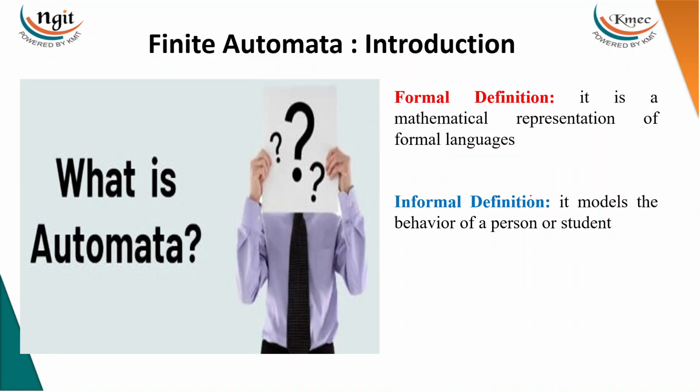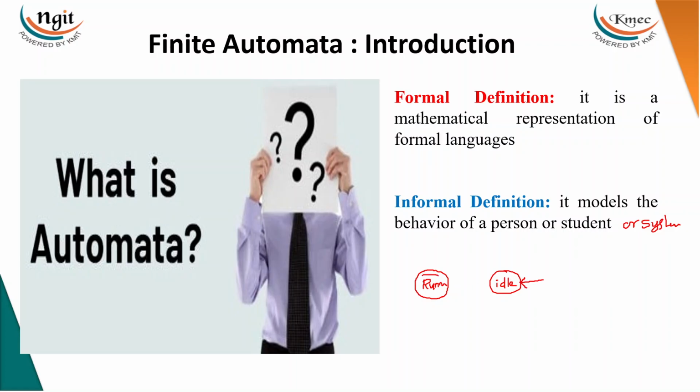And the informal definition of finite automata is that it just models the behavior of a person or a student. I mean, of course, a person, or we can say a system, right? See, I just want to model the behavior of an electrical fan. Then what are the states of a fan? At any point of time, the fan must be in the running state or it must be in the idle state. And these are the two states. And the starting state, the initial state, is denoted with idle, the initial state of the fan.